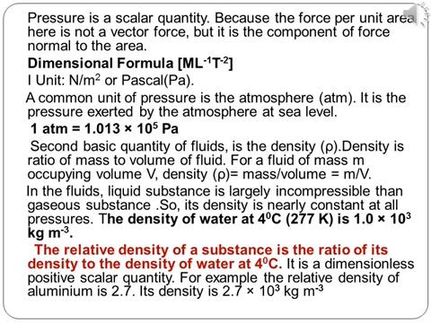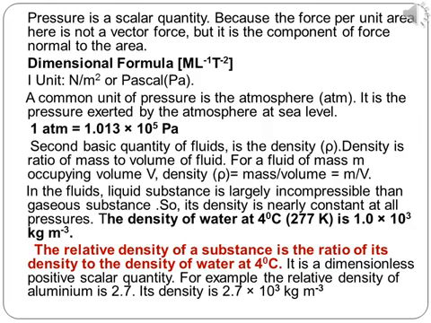1 atmosphere is equal to 1.013 into 10 to the power of 5 Pascal. It is the common atmospheric pressure. Second basic quantity of fluids is the density. It is denoted by the Greek letter rho.